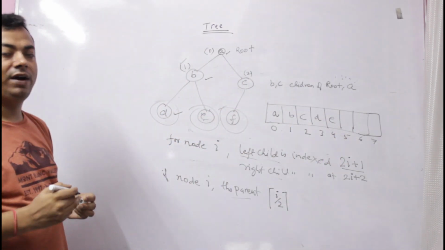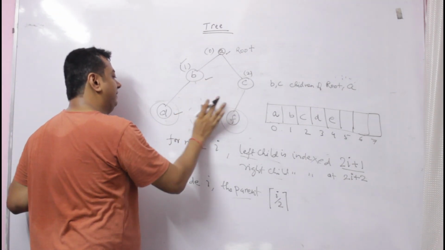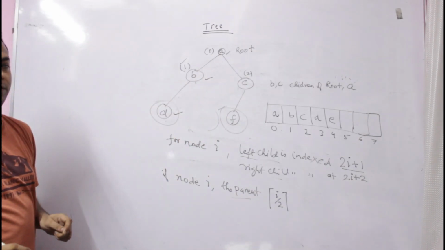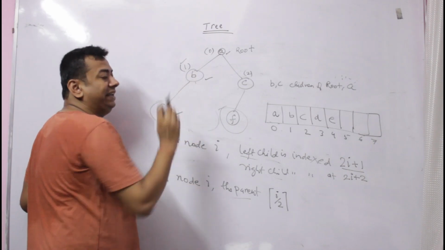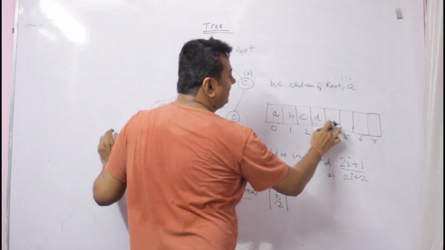Now suppose you ask, what if this node is not present? What if this node is not present? The index for the right child of B must still be index 4.